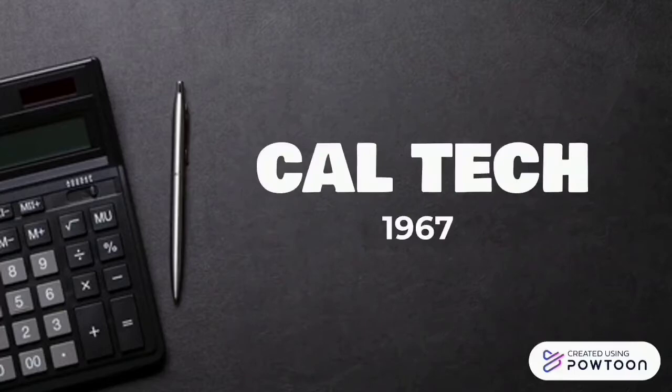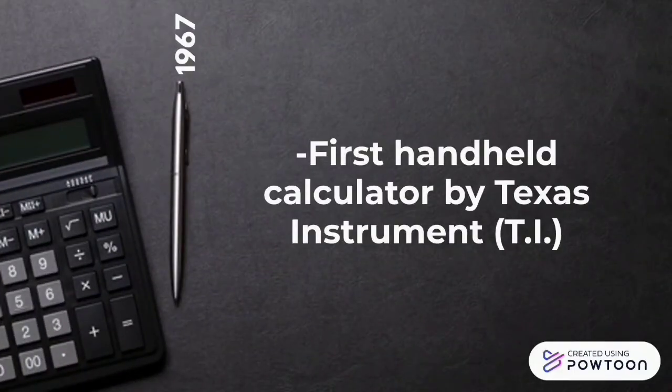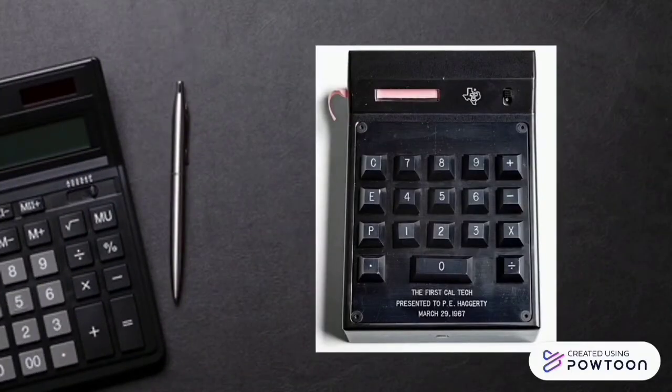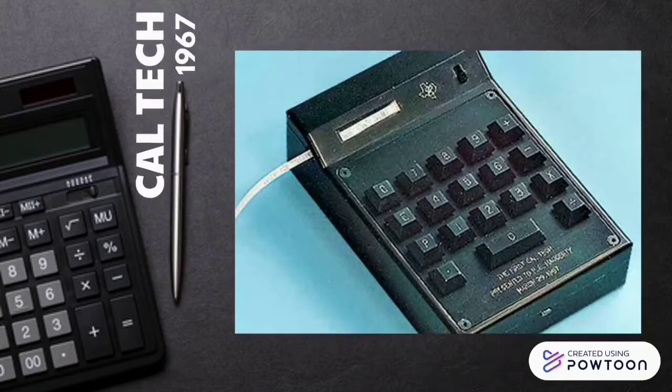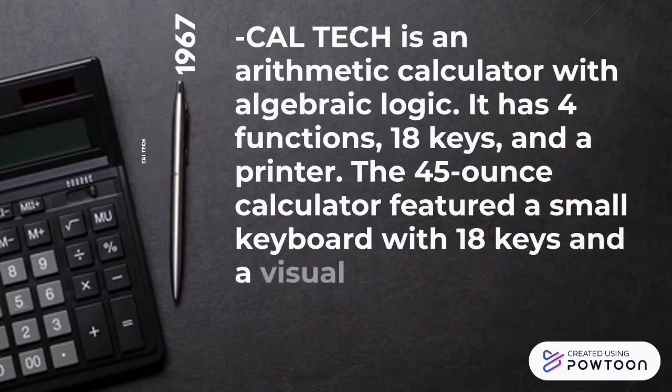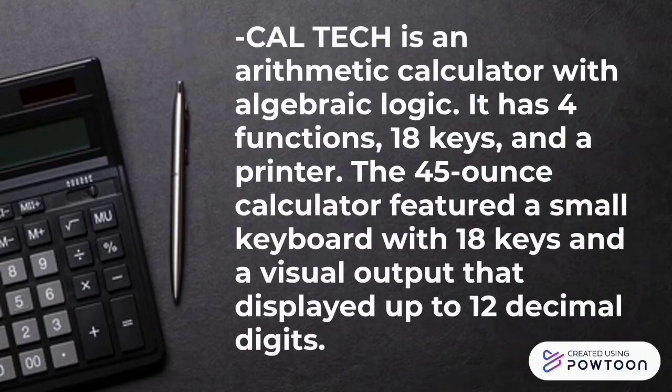This prototype handheld electronic calculator was built in the Semiconductor Research and Development Laboratory at Texas Instruments in Dallas, Texas. Cal-Tech is an arithmetic calculator with algebraic logic. It has 4 functions, 18 keys, and a printer.